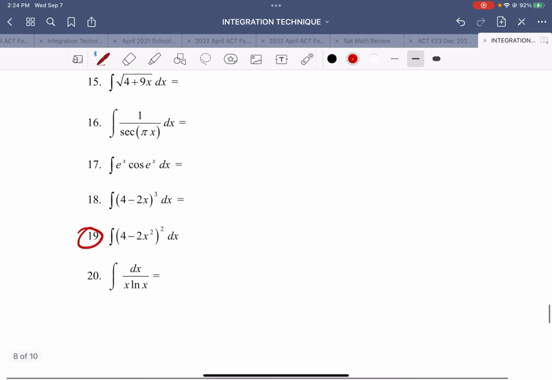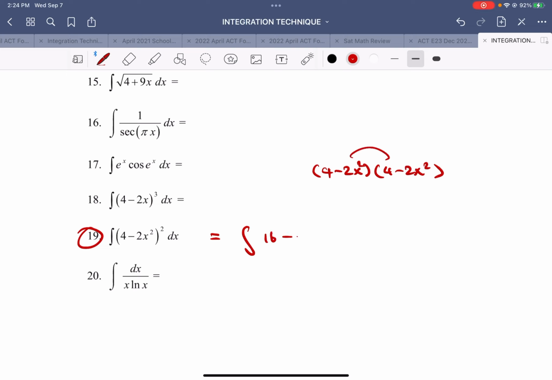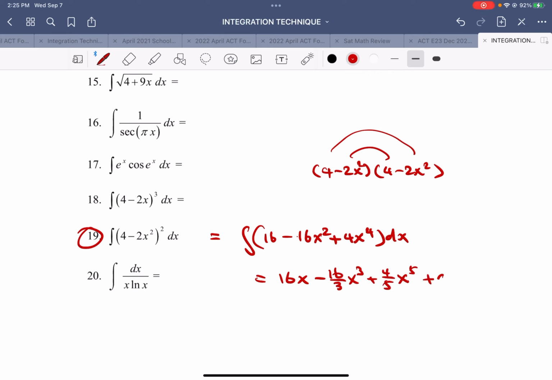So how are you going to do this one? If you set 4 minus 2x squared as u, then you're going to get stuck. So this one, just simply multiply it out. So 4 minus 2x squared times 4 minus 2x squared, you multiply it out. So 16 minus 8x squared minus 8x squared, so minus 16x squared, plus 4x to the fourth power, dx. So you do the power rule: 16x minus 16 over 3 x cubed plus 4 over 5 x to the fifth plus c. Okay, then that should be your final answer.